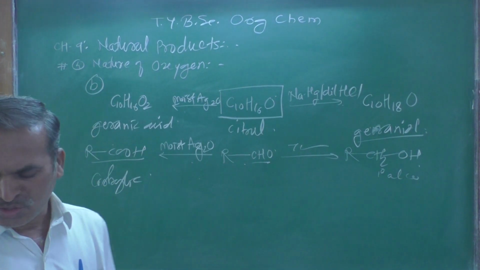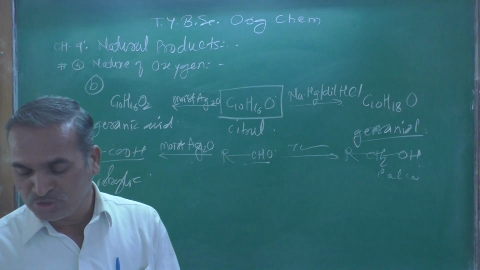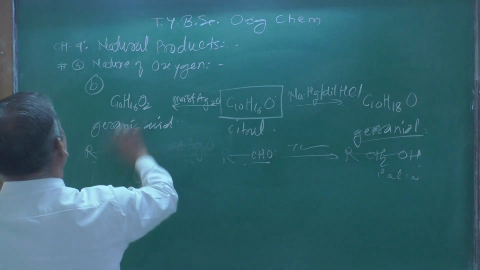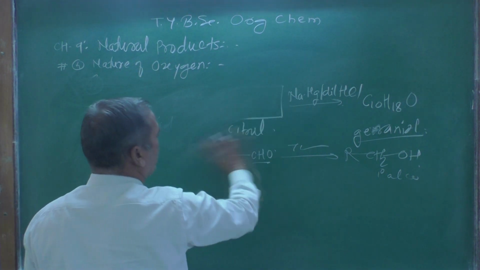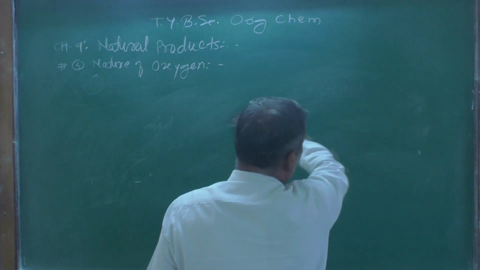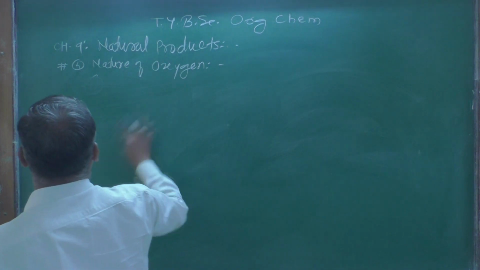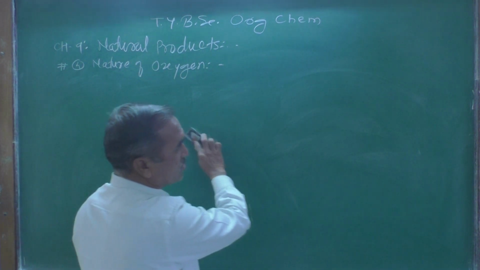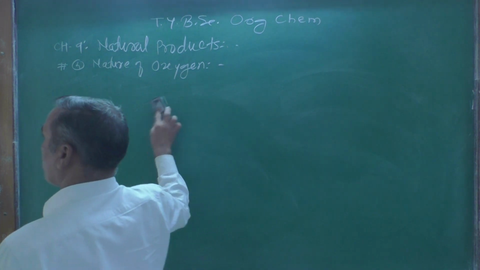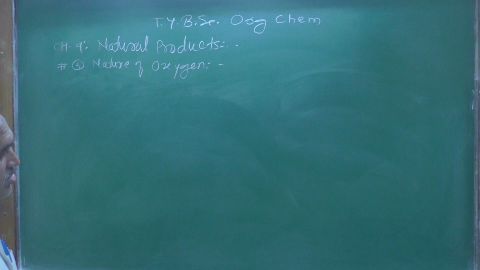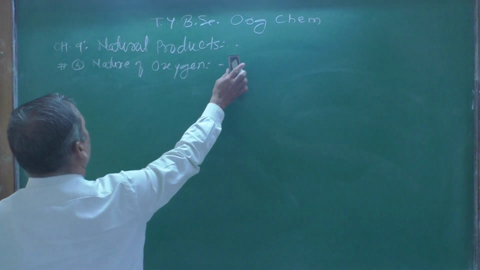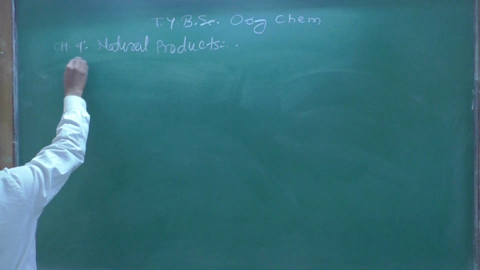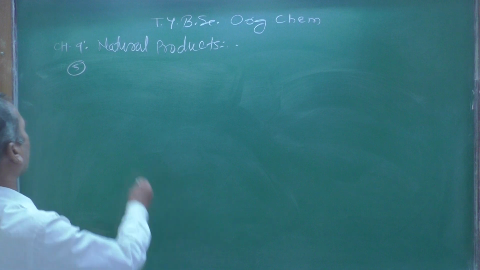Okay, now let's move on to the next point, the position of the aldehyde group. Both these reactions indicate the presence of an aldehyde group in citral, no doubt about it. Now we are going to find out where it is actually present in citral. That is the fifth point we are discussing: position of the aldehyde group.